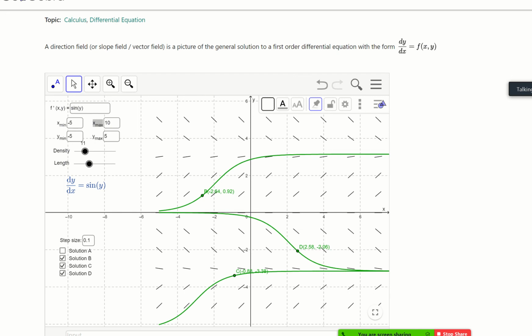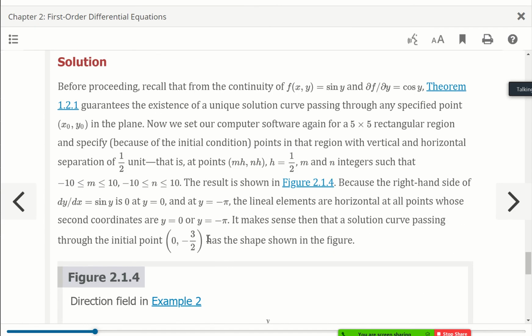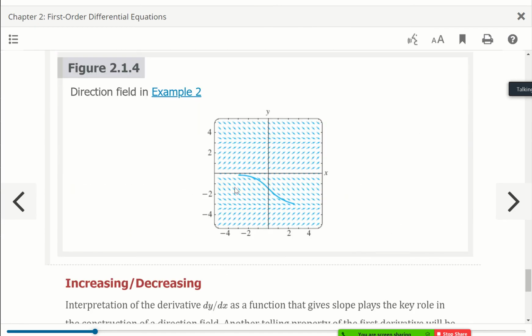It looks like this. So here's our little direction field. Again, we were able to graph it. Picking this as our initial point, that would generate the solution curve like this.